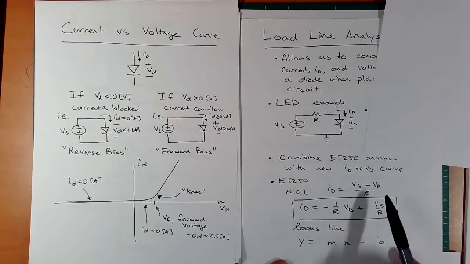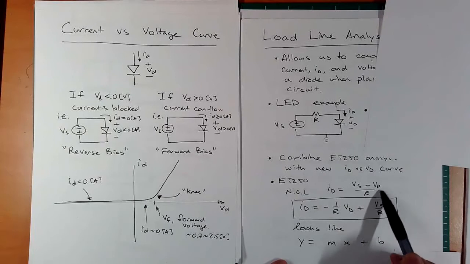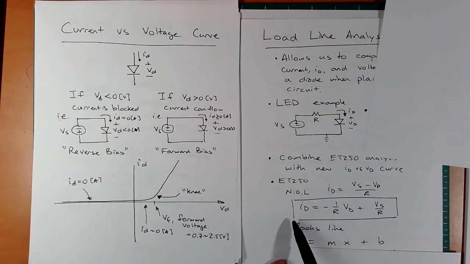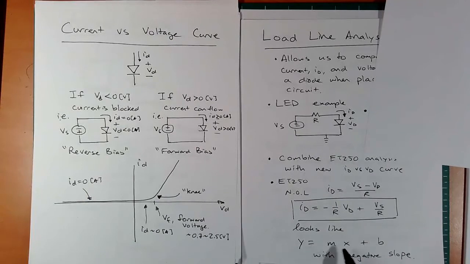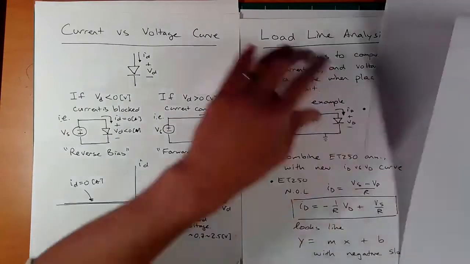Notice I can break this out actually. I'm not doing anything magical here. I'm just saying, okay, minus VD over R is this guy, Vs over R is this guy. So this looks like a y equals mx plus b kind of situation with a negative slope. Okay, so something that looks like that. All right, let's keep going.